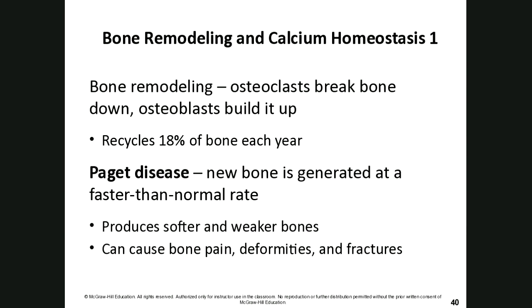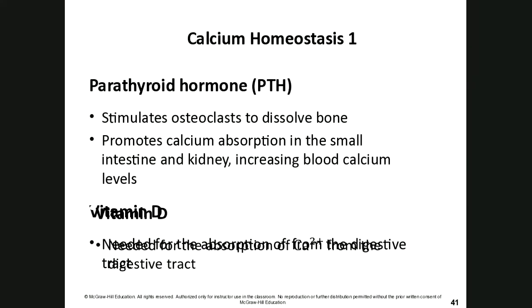Paget's disease is when new bone is generated much faster than at a normal rate. So we have lots and lots of new bone happening here. Now you might be thinking to yourself, well, that should probably be a good thing. But what it does is produce softer and weaker bones, and it can cause a lot of bone pain. You've probably heard about growing pains: when kids are going through a growth spurt, they have some aches in their bones and joints. But this can also cause pronounced bone pain, deformities, and because the bones are weaker, it can also lead to fractures.